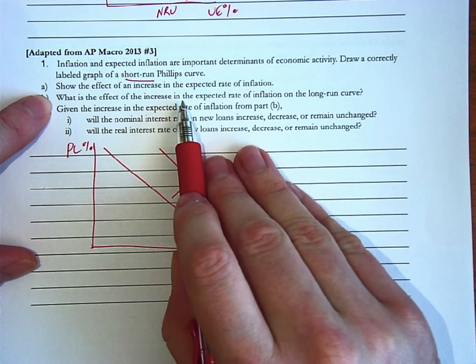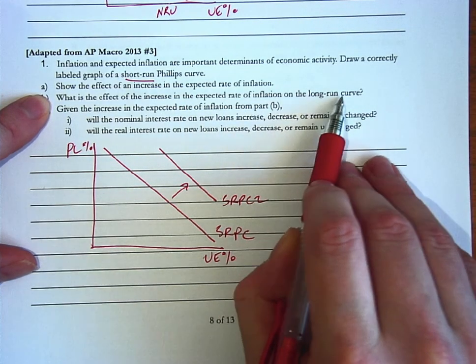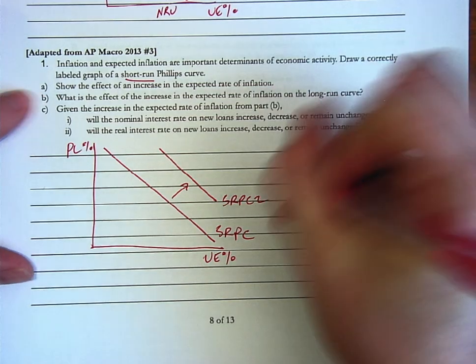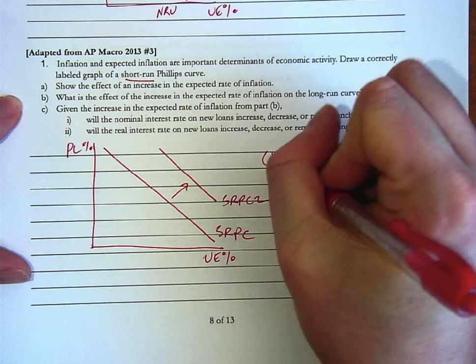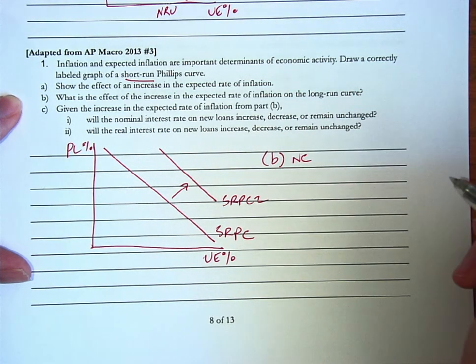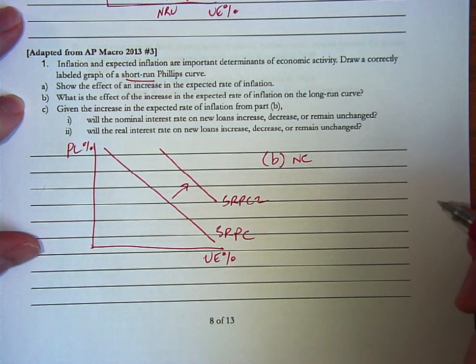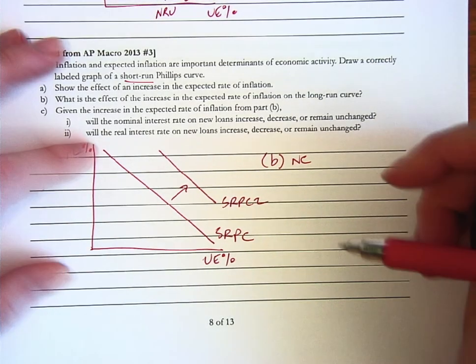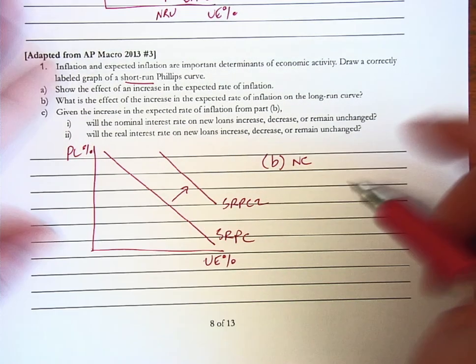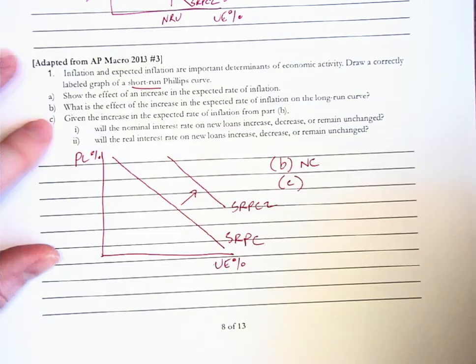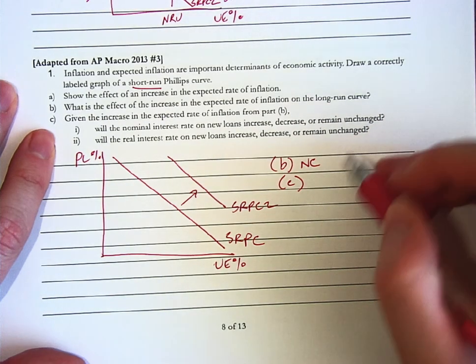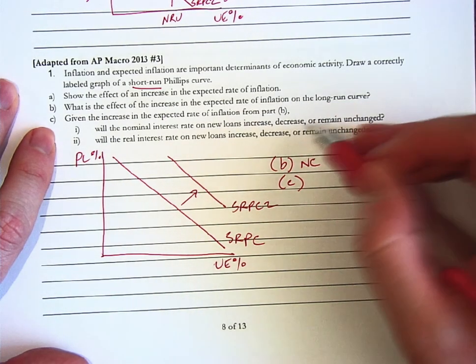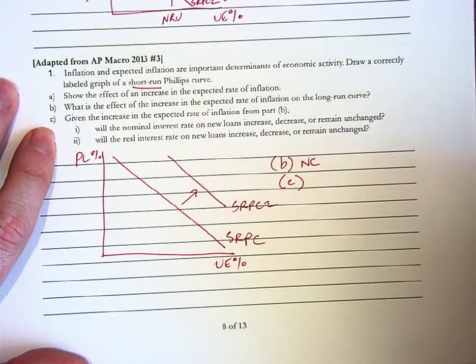What's the effect of this increase in the expected rate of inflation on the long run curve? Well, it didn't tell us to draw one, but we can answer that. There's no change. In fact, the LRPC is not really going to change. The only thing that would change it would be the natural rate of unemployment or the non-accelerating inflation rate of unemployment. And that we can generally assume is going to stay the same. C, given the increase in the expected rate of inflation from B, will the nominal interest rate on new loans go up, down, stay the same?